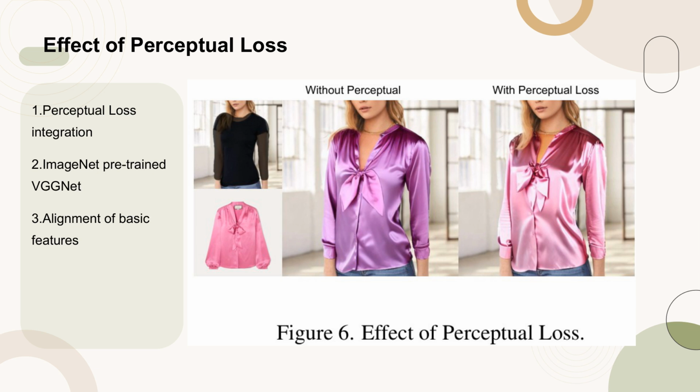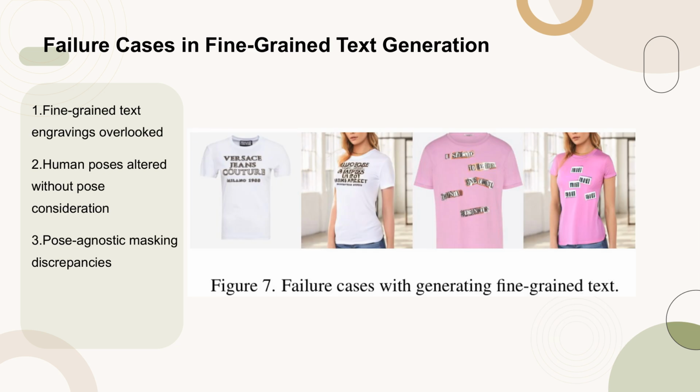these fundamental visual characteristics. Figure 7 highlights the failure cases encountered in generating fine-grained text. The primary issues include the model's inability to capture fine-grained details such as text engravings, alterations in human poses due to lack of pose consideration, and discrepancies arising from pose-agnostic masking, particularly noticeable in full body coverage scenarios.